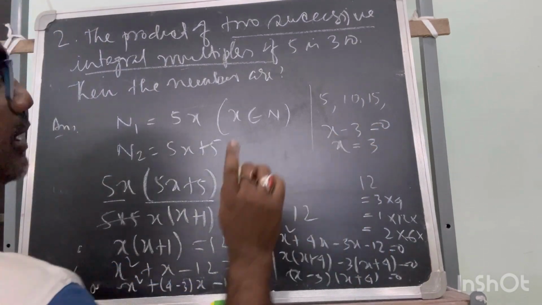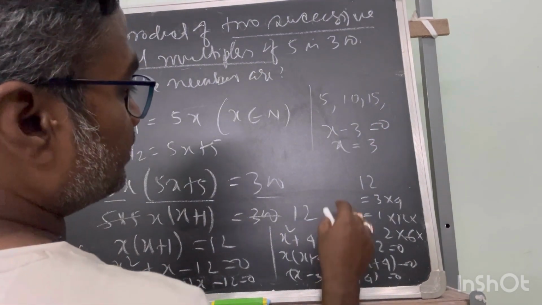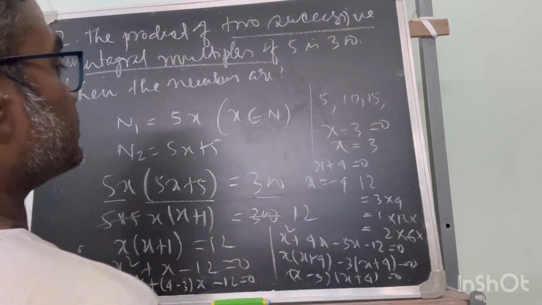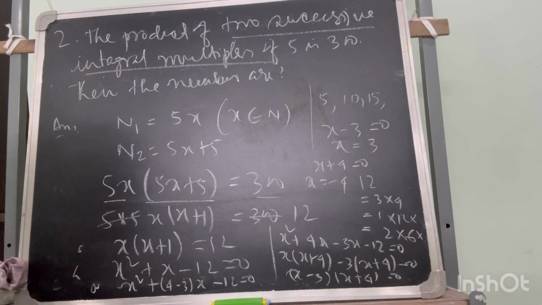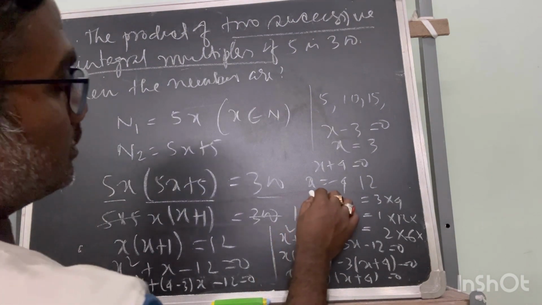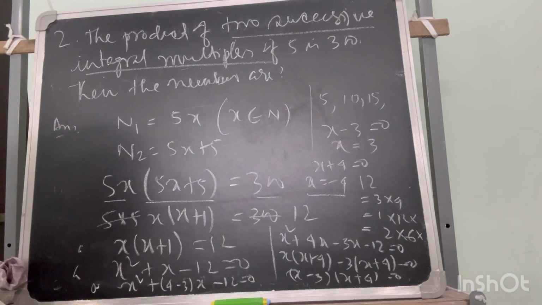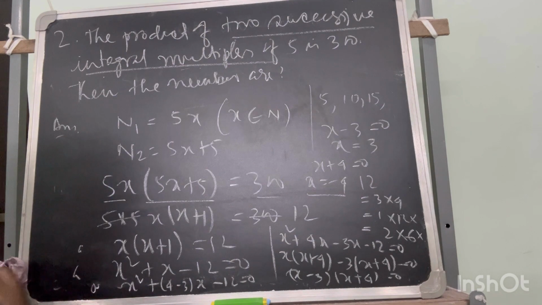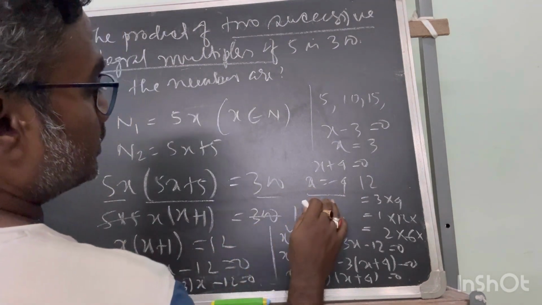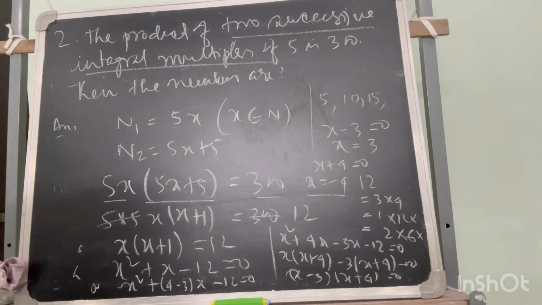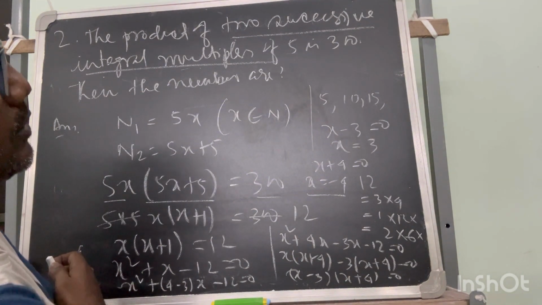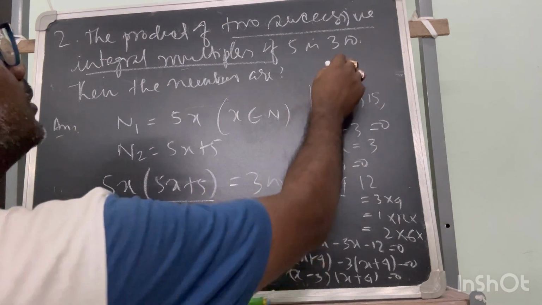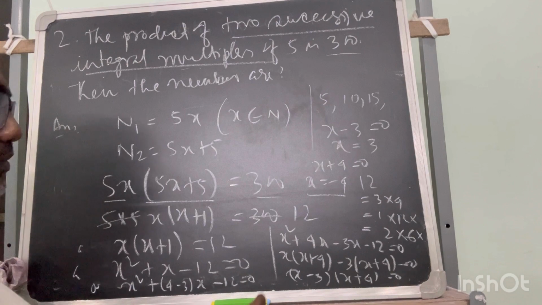So x is a natural number, fine. If I take x plus 4 is equal to 0, what will I get? x is equal to minus 4. Is it possible to count some natural number for x is equal to minus 4? As it is a number line, negative is also okay. But by taking it, the successive number must also be negative. Otherwise, two numbers multiplied together of different sign could not give you this. So that would be possible.